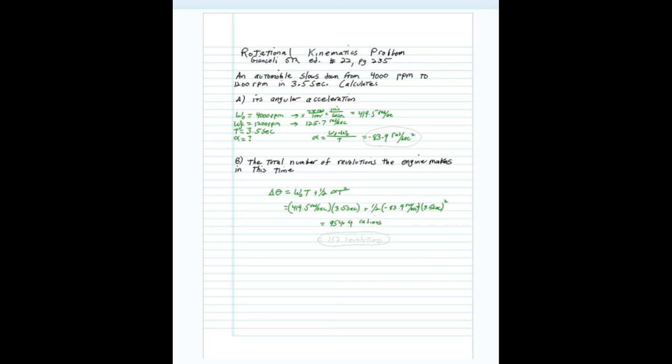I wanted to know revolutions, so I'm going to divide this by 2 pi to get that. So divide by 2, divide by pi. I'm getting about 152 revolutions.